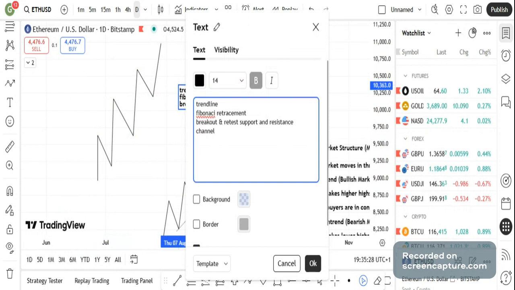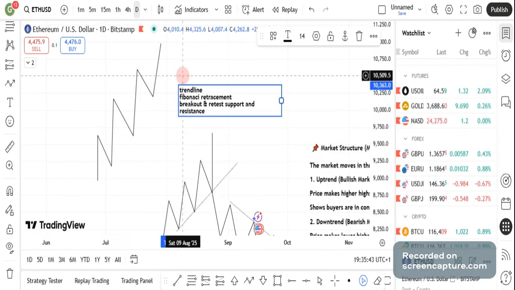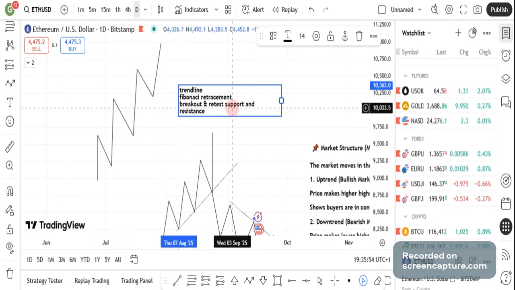All right. So the type of concepts that really work on an uptrend and downtrend: number one is the trend line, number two is the Fibonacci retracement, number three is the breakout and retest, which is the support and resistance, and number four is channels. But we won't dive into that.